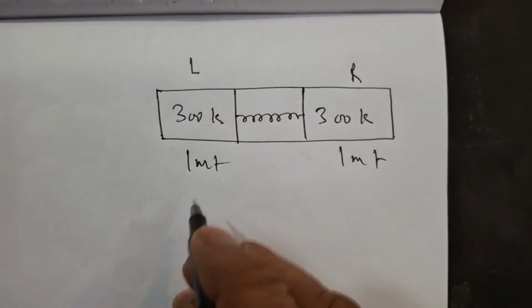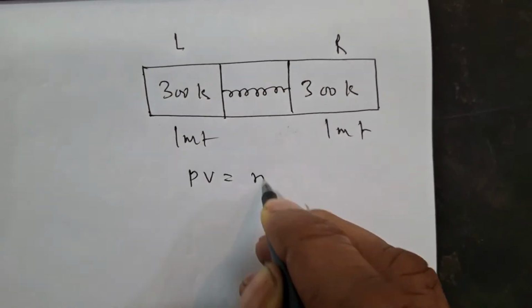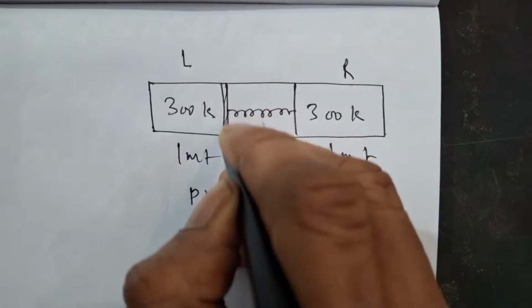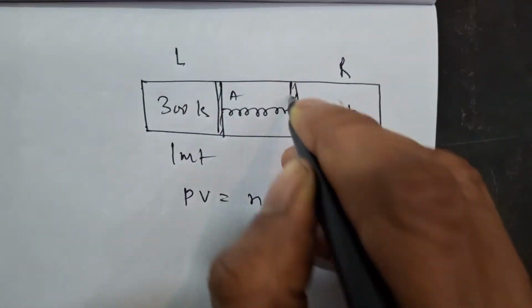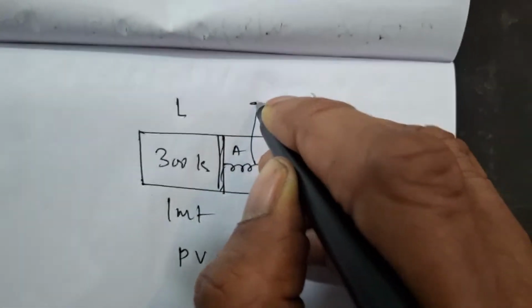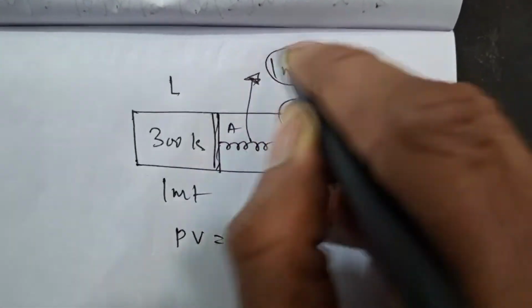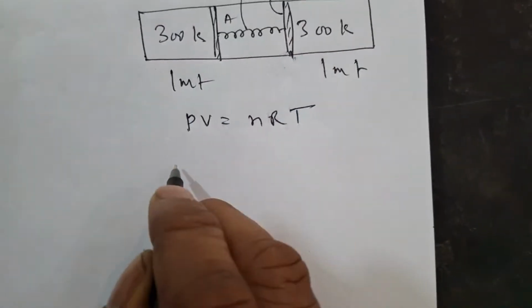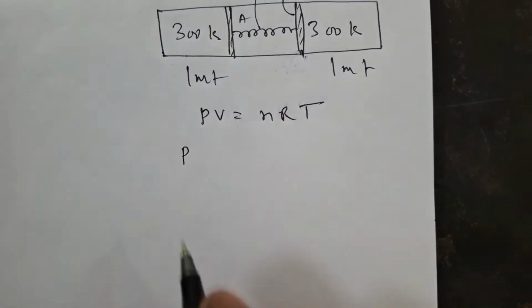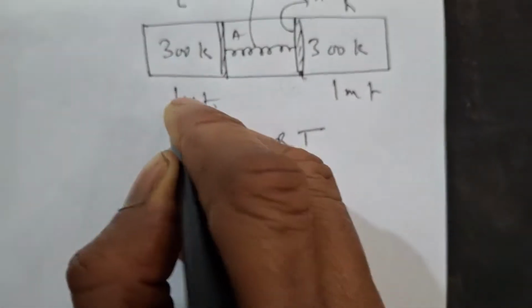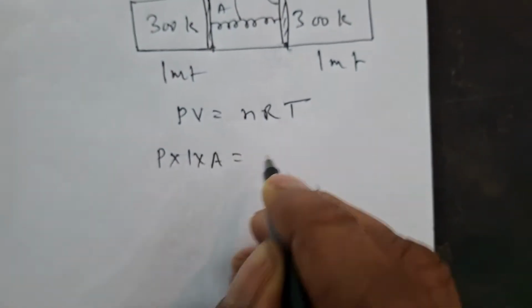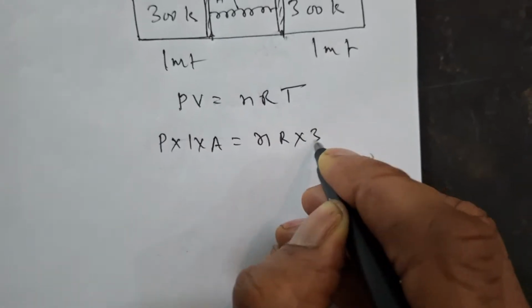So you know PV equal to nRT, PV equal to nRT, or you know volume equals area of piston times length. This area A and this is also the same area of piston. And you told me spring compressed initially by 1 meter. Okay, so pressure of the left chamber, P1 into volume, means area into length. The length is 1 meter, area A, this is nR 300.